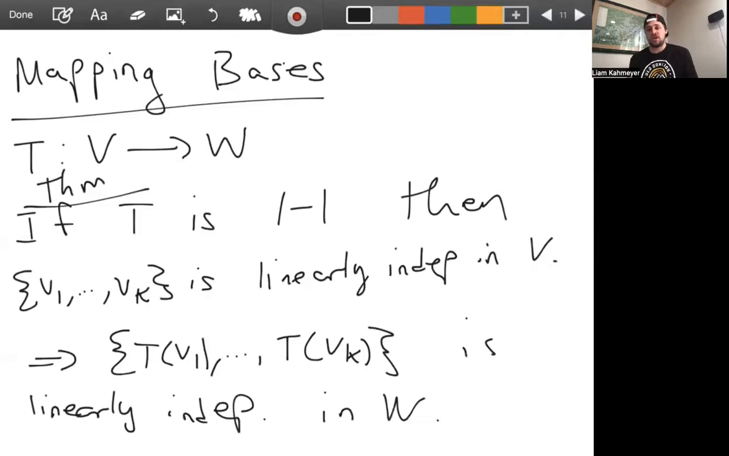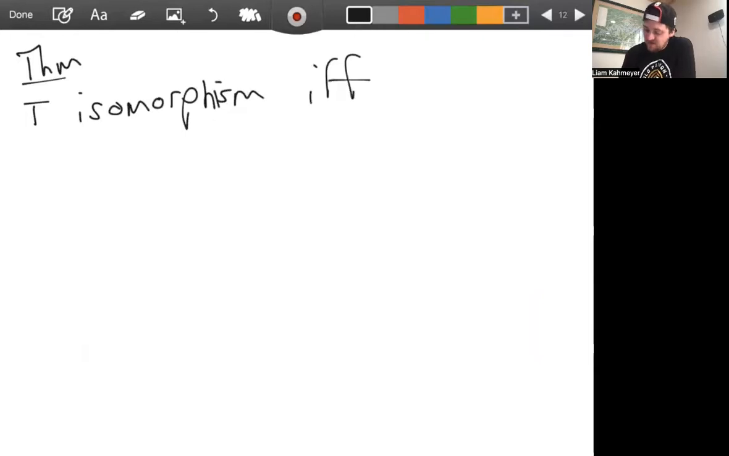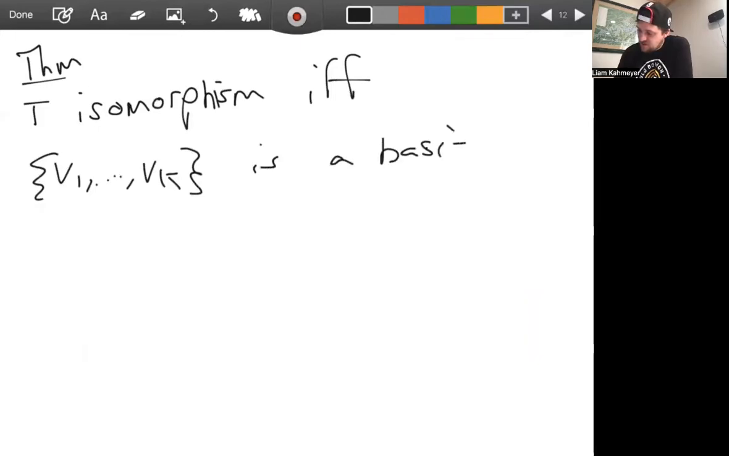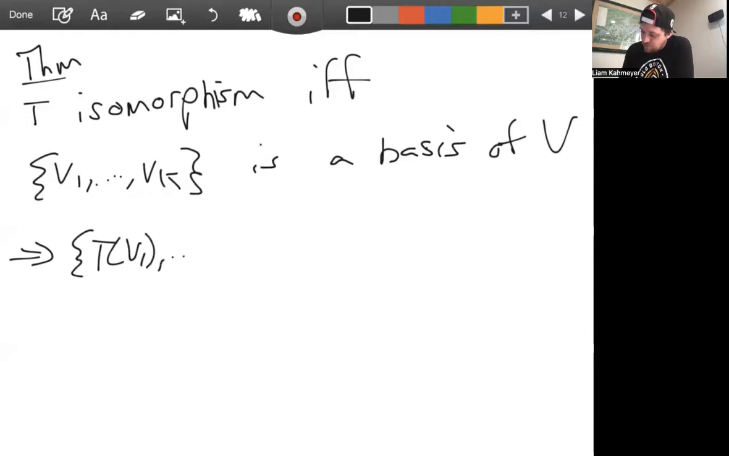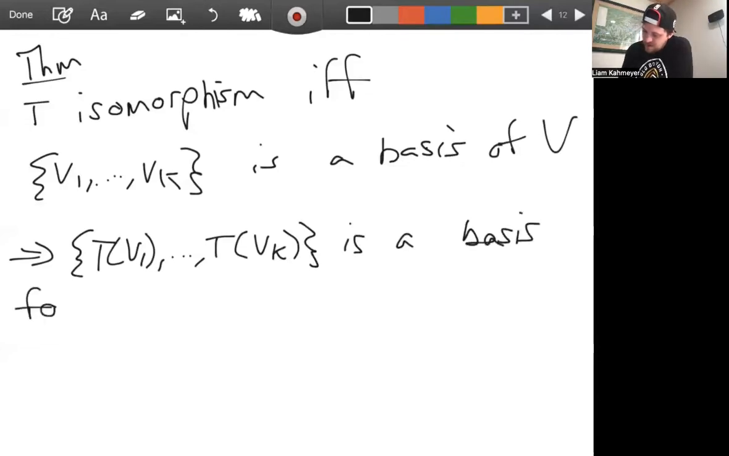Now, this is what happens if you have an injection from V to W: the image of a linearly independent set is also linearly independent, right? Meaning pairwise that their dot product is 0. Well, what if we have an isomorphism? Here's another theorem. T is an isomorphism if and only if when we have a basis V1 through VK of V, this implies that T of V1 through T of VK is a basis for W, okay?